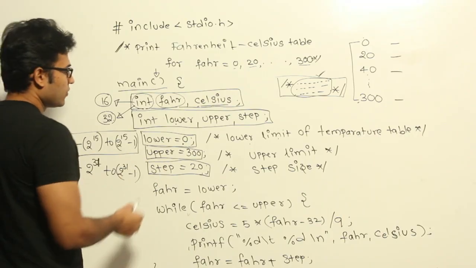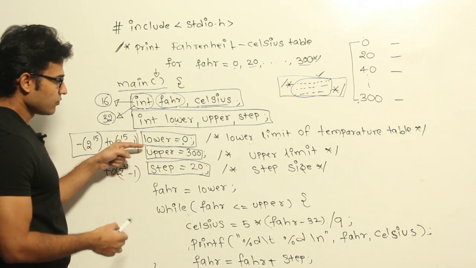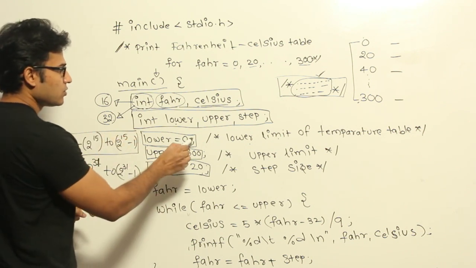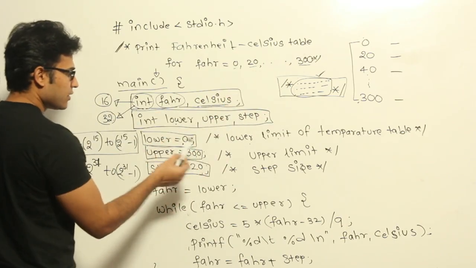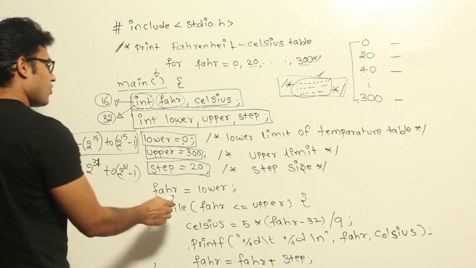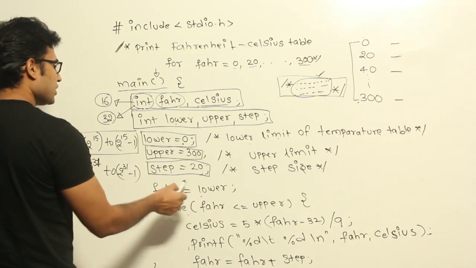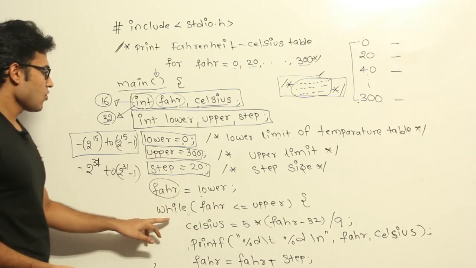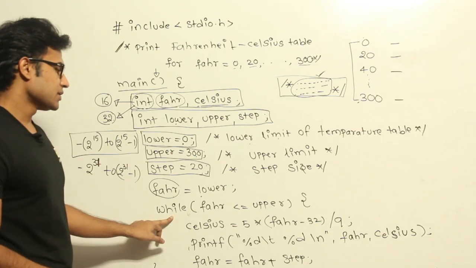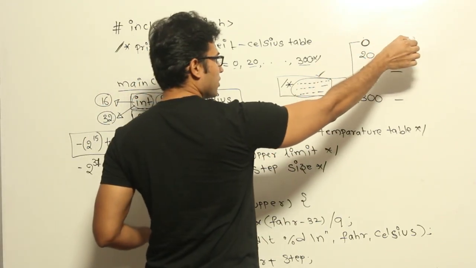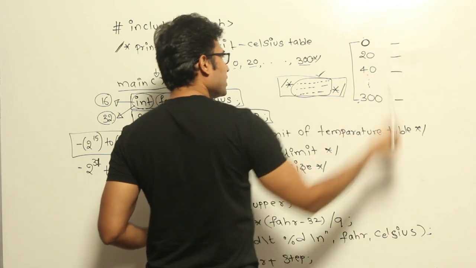Now why are we using these 3 variables? I want to later use them in such a way that we start from 0, end at 300, and increment in steps of 20. And these are the comments about them. The next one is Fahrenheit equal to lower, which means before starting I'm assuming that the initial Fahrenheit equals lower. Now comes the while loop, see this. You can take each value, compute the Celsius value for it, and print it there.